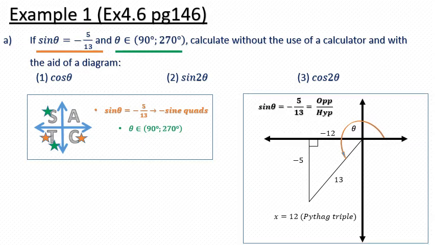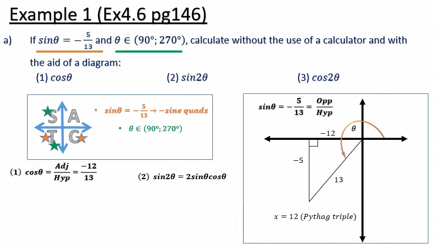Rightio, now we have all 3 sides of this triangle. We can tackle question 1, 2, and 3. 1. Cos theta. SOHCAHTOA, cos is adjacent over hypotenuse. Adjacent was negative 12 and hypotenuse was 13. As easy as that.